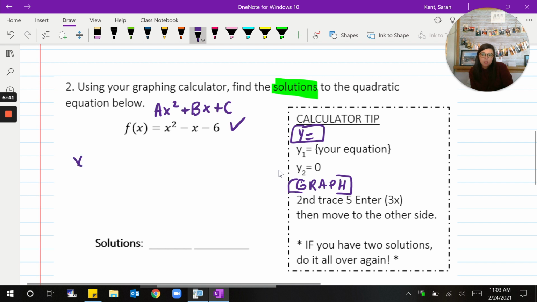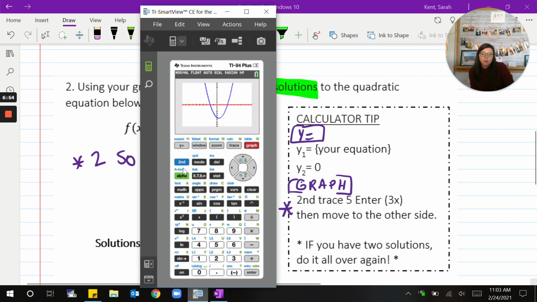And then I'm going to make a note that we have 2 solutions. So to find these 2 solutions, we're going to follow these steps right here. So I'm going to press second trace. Then I want number 5. Then I'm going to press enter 3 times. So enter, enter, enter. And when I do that, it gives me 2 numbers here.